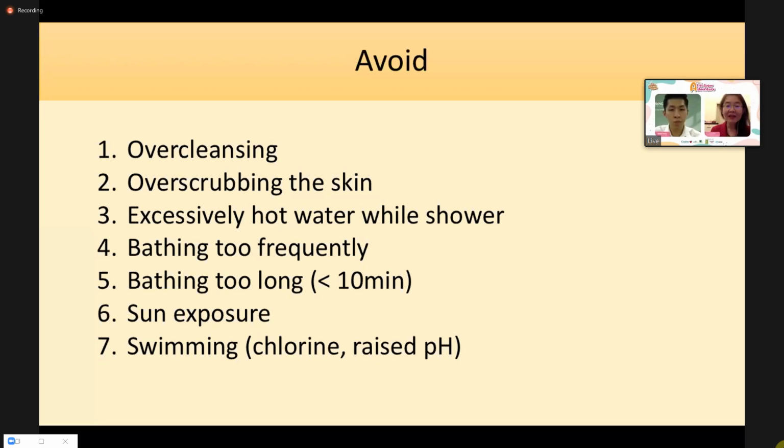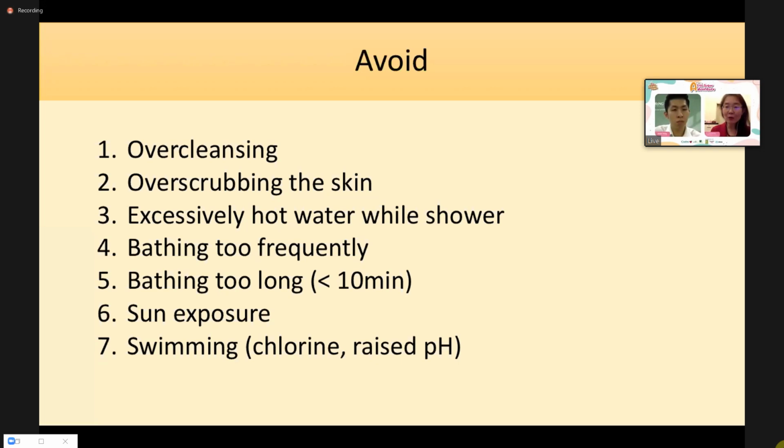Okay, and avoid excessively hot water while showering. If you use hot water, you temporarily relieve the itch, but after that it will take revenge. The hot water will cause more dryness afterwards. Also, avoid bathing too frequently and avoid bathing too long.